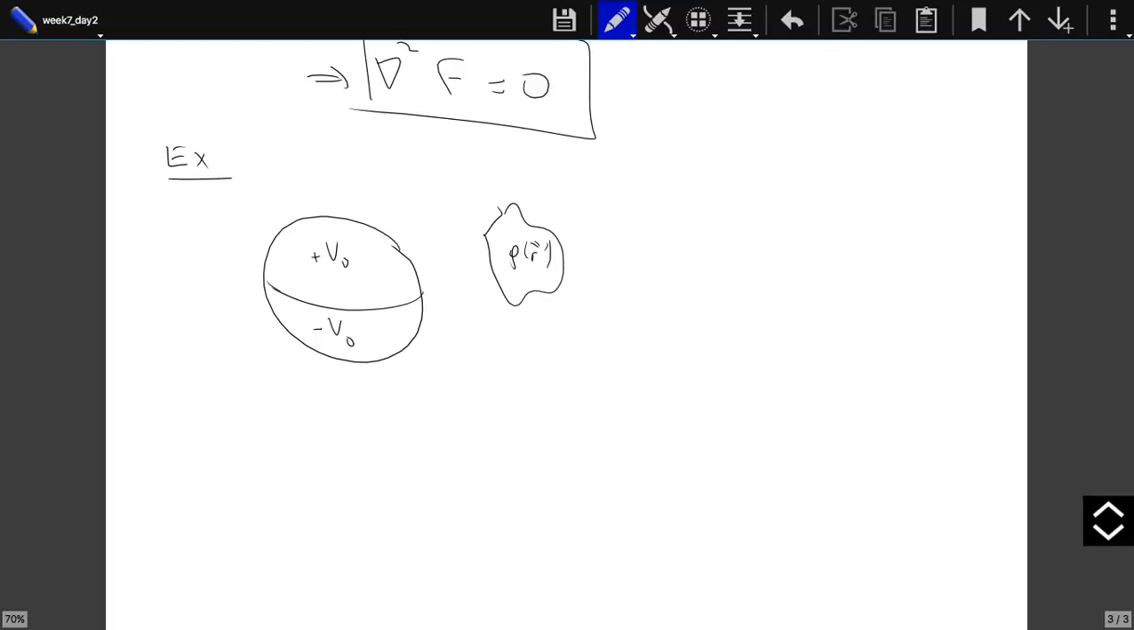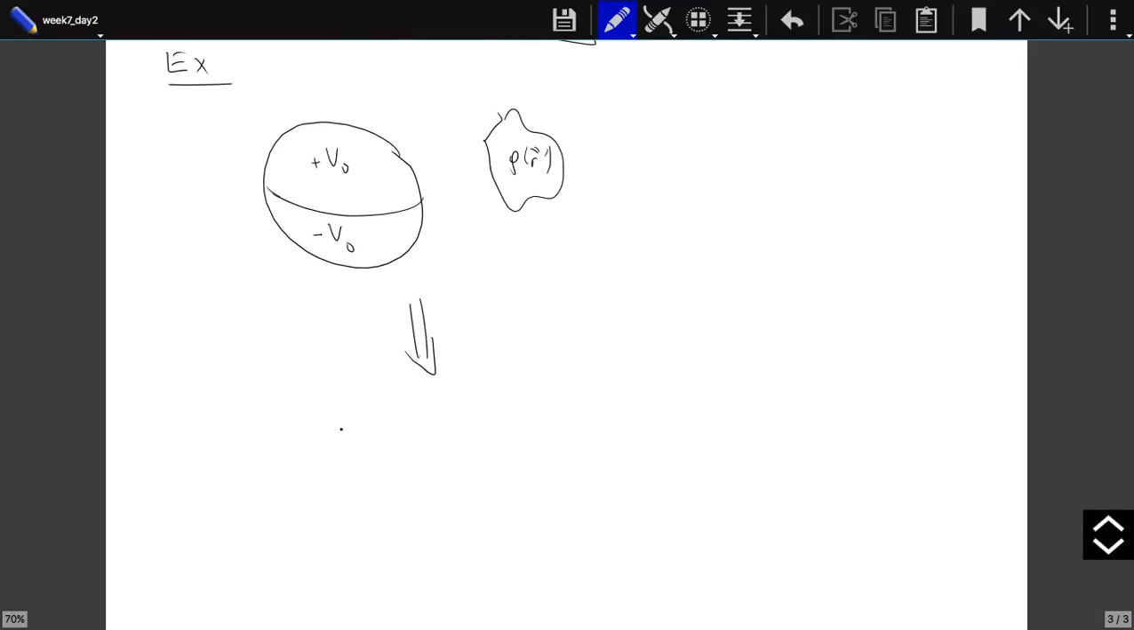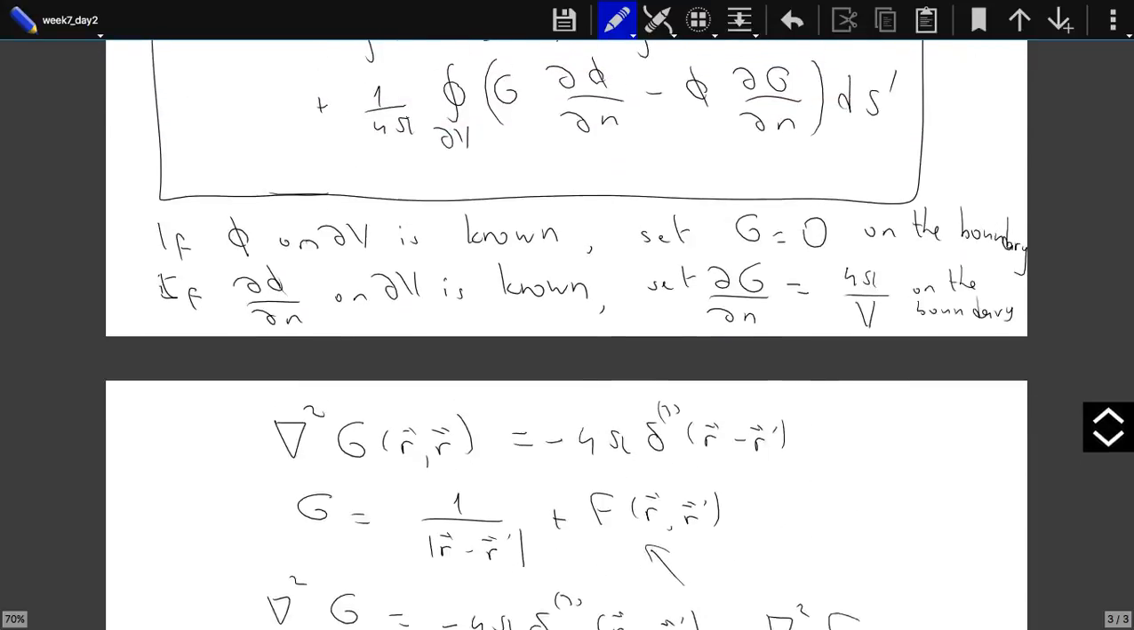Now, Green's theorem tells us that instead of this problem, forget this problem. Solve this one first. A grounded conducting sphere, because it's at 0 potential, and we have this point charge over here. Q is equal to plus 1. So if you solve this problem, then the solution of the previous one you can just obtain by using Green's theorem.